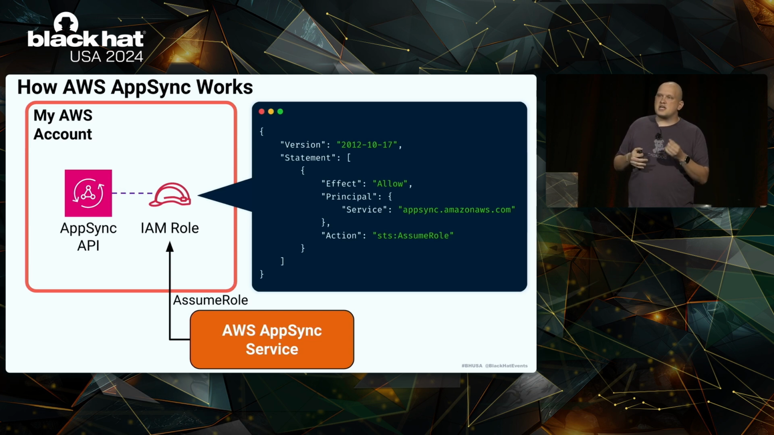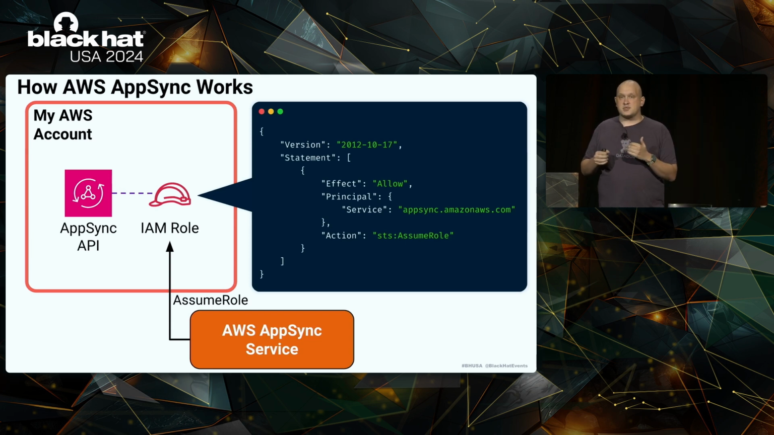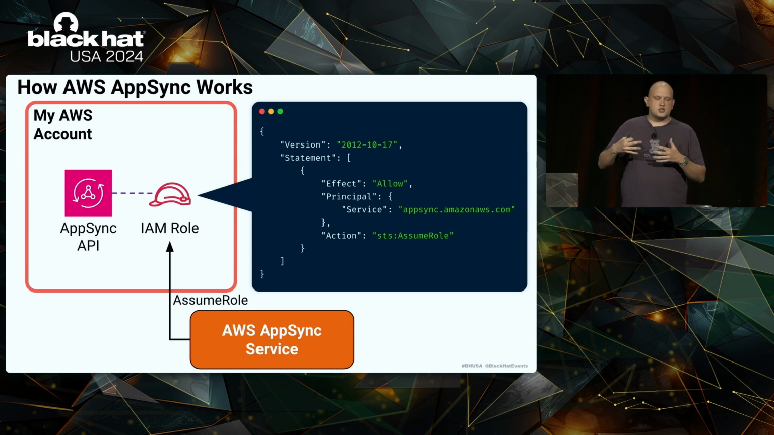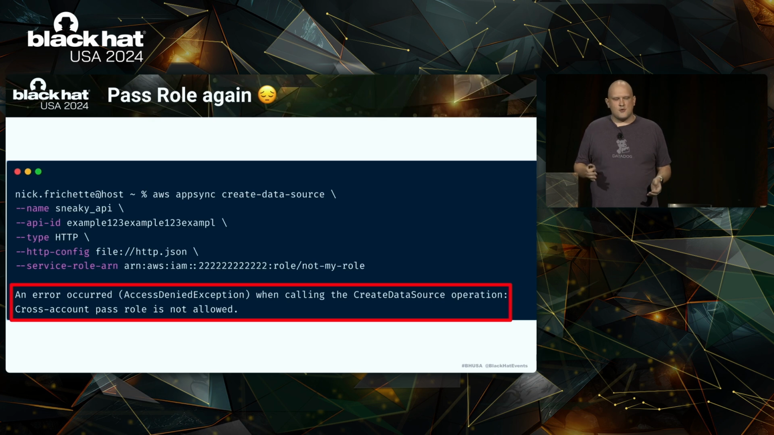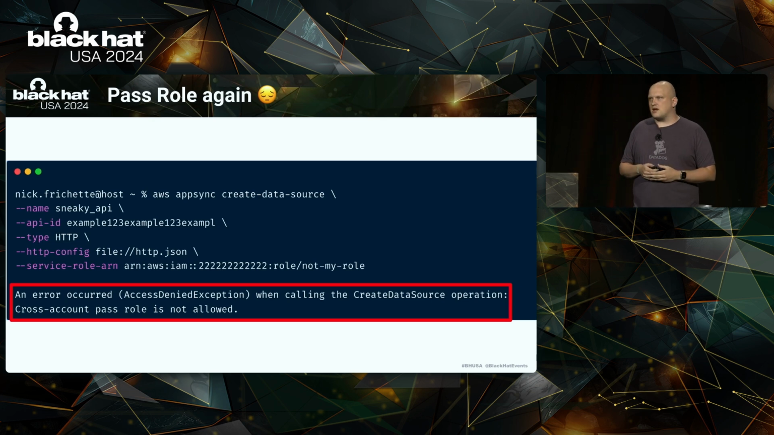And then as a part of setting your data source, a role will be created for you that by default will have a trust policy back to the AppSync service. Then, every time your function runs, the AppSync service will assume the role in your account and do whatever it's meant to do. And also similar to Lambda, if you try to pass a role outside of your account, you get the error message, cross-account pass role is not allowed.